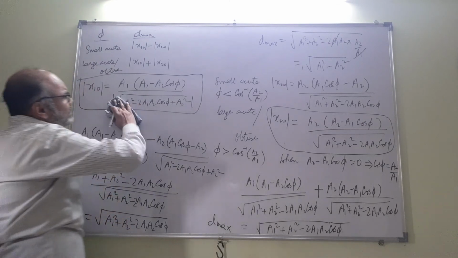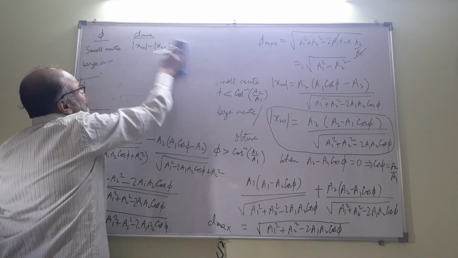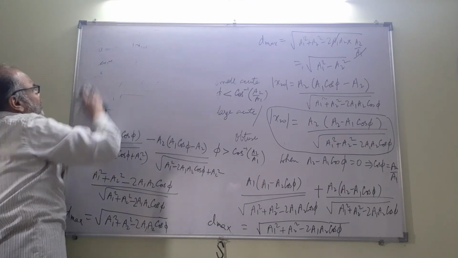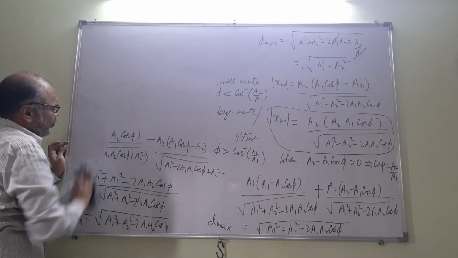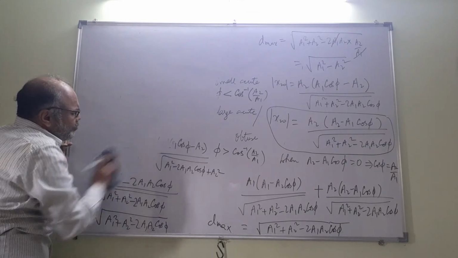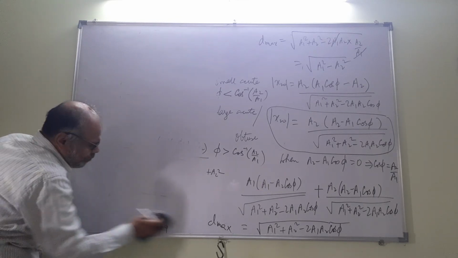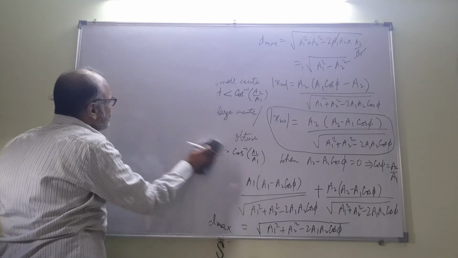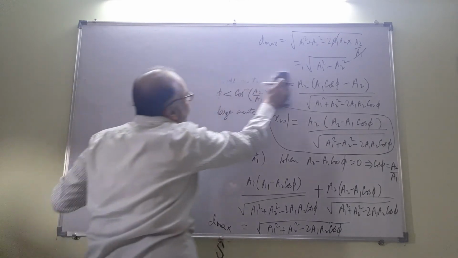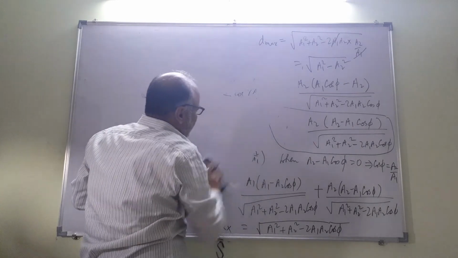Now let us see the other approach. The other approach is much simpler, it is not so tedious. See, the SHM can be treated as a projection of a circular motion on the diameter of the circle. So let us apply that idea.